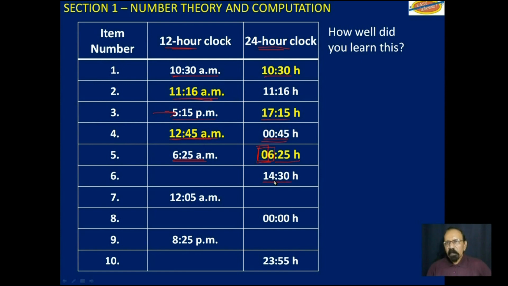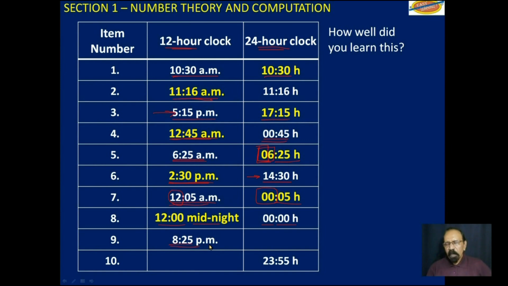Next one, 14:30 hours. That means you have already passed midday. So we will subtract 12 from that 14, and we will get 2:30 p.m. 12:05 a.m., that's just after midnight. This 12 will become 00, and then the 05 hour. 00:00 hour, that's exactly 12 midnight.